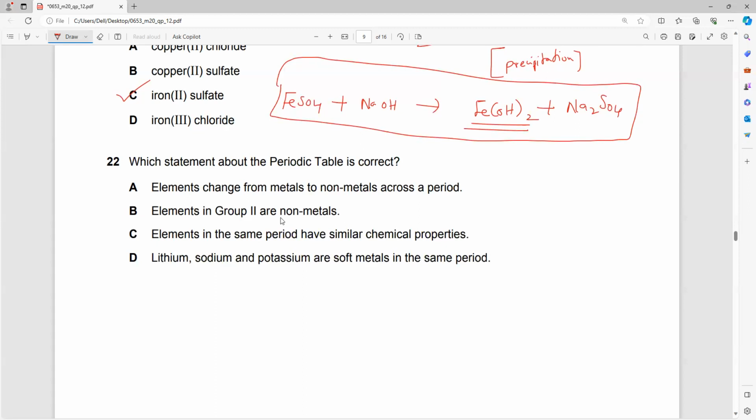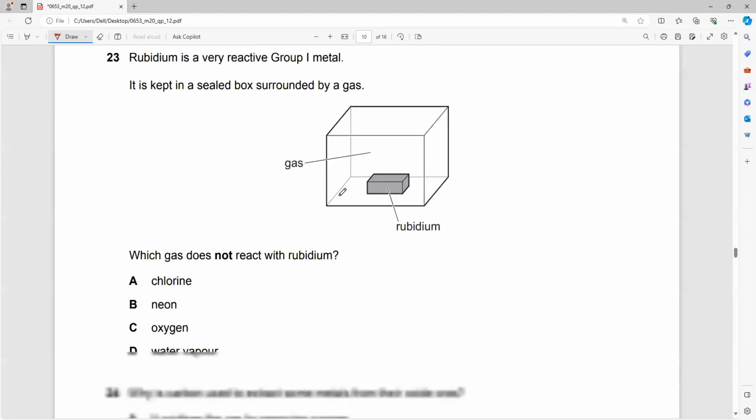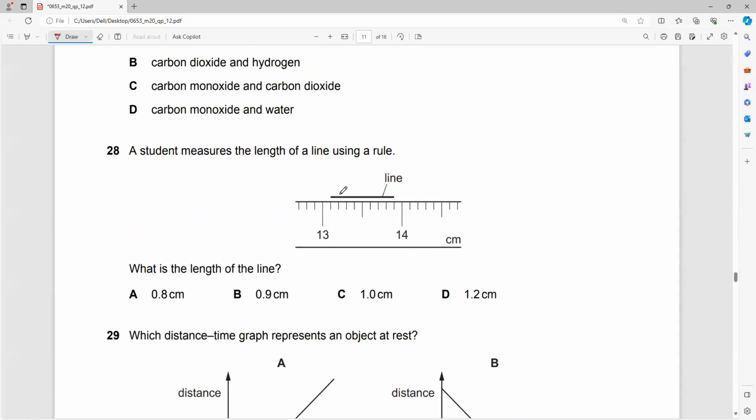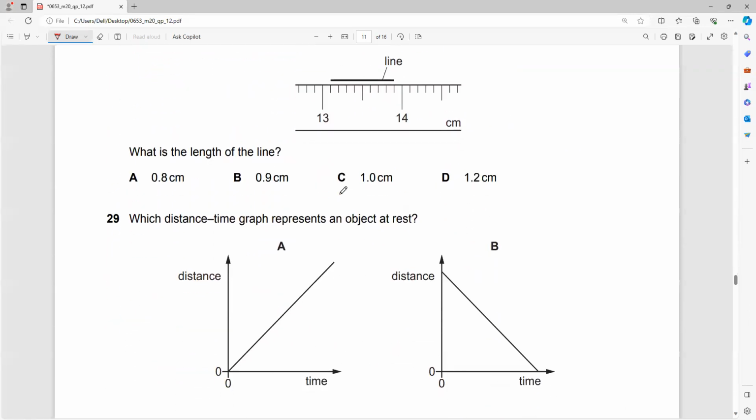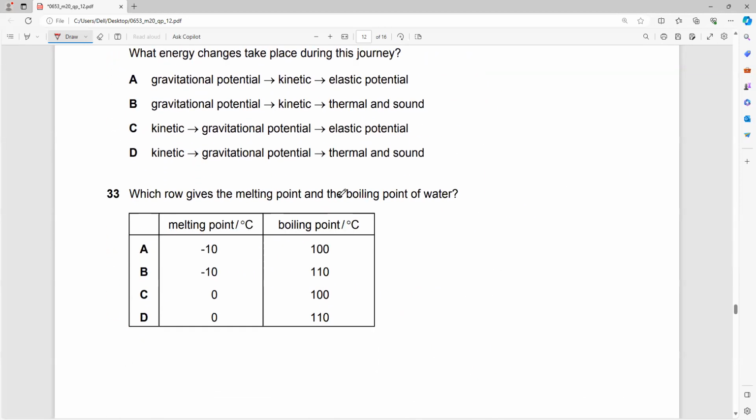So which statement about the periodic table is correct? We don't have this one, so leave this question. Of course, till here you solve. Still many questions remain, and of course we'll discuss those questions. Anyhow, now you can do that.